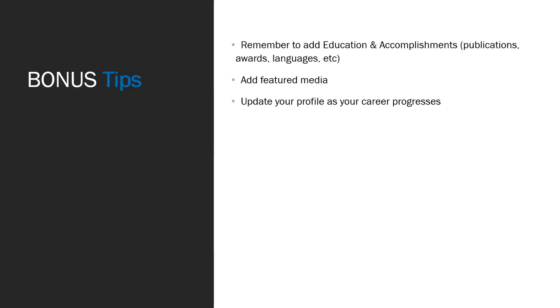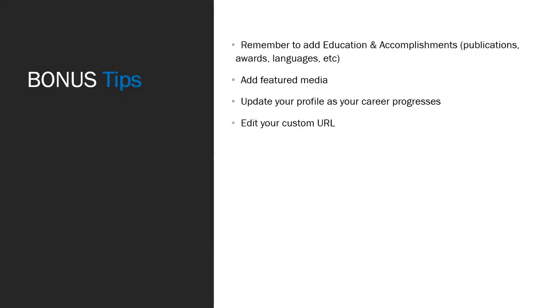Remember to add featured media. So if you were in an article, if you wrote something, if you maybe are a professional that deals with portfolios, this is where you would put your portfolio. And then always update your profile as your career progresses. Don't have your latest job being something you did 2 years ago and you no longer do. Make sure that it's always current.